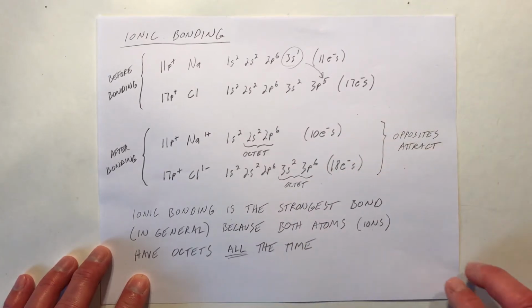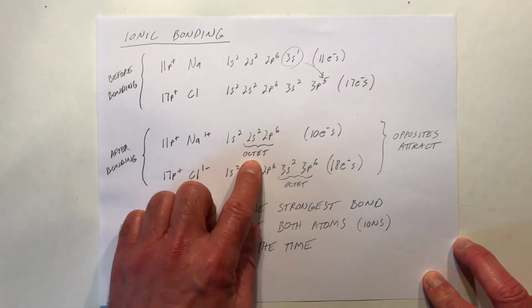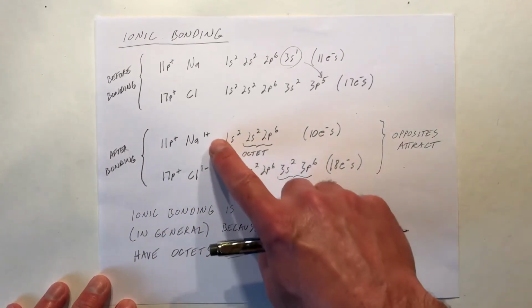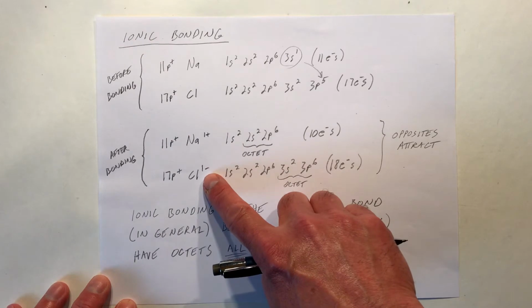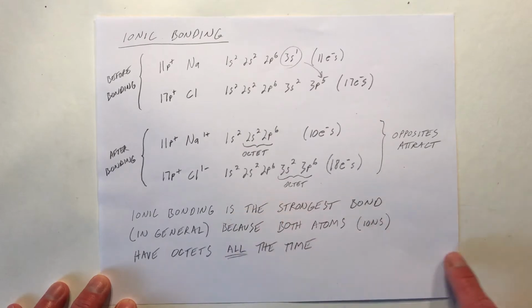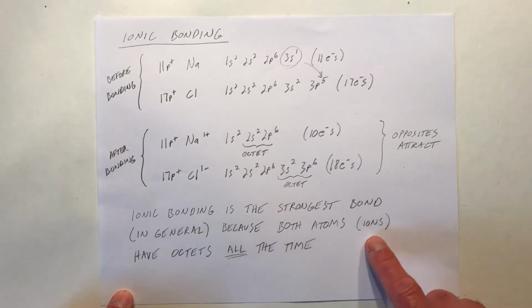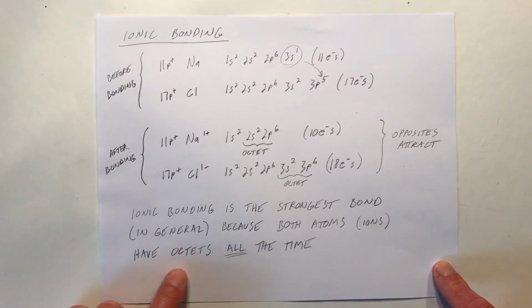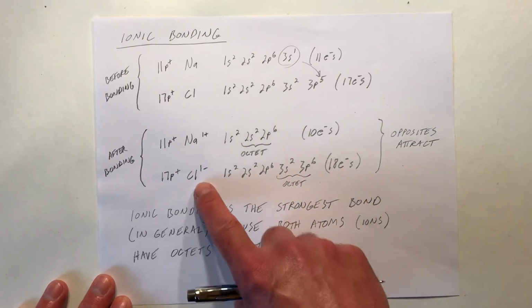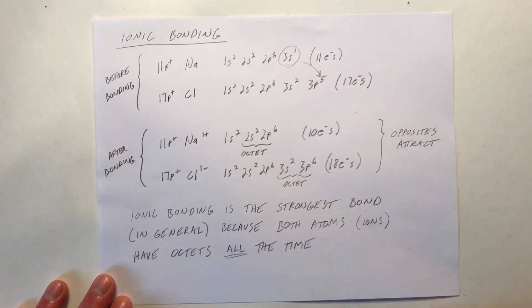That's true of all stable ions. They will have an octet. That's why they're stable. Now, in ionic bonding, we say that the positive ion attracts the negative ion and vice versa because opposites attract. Ionic bonding is the strongest bond in general because both atoms, or I guess you could say both ions, have octets all of the time. Notice the sodium ion has an octet and the chloride ion has an octet.